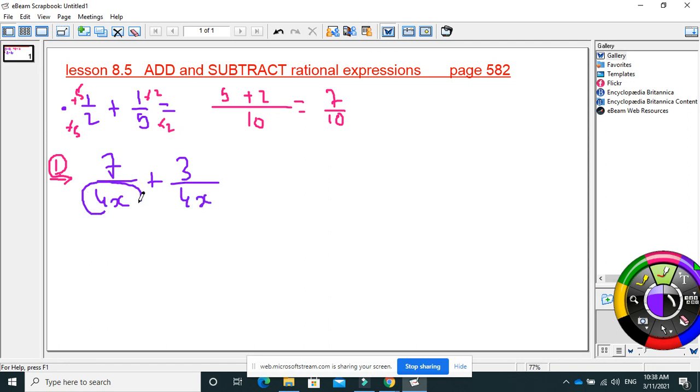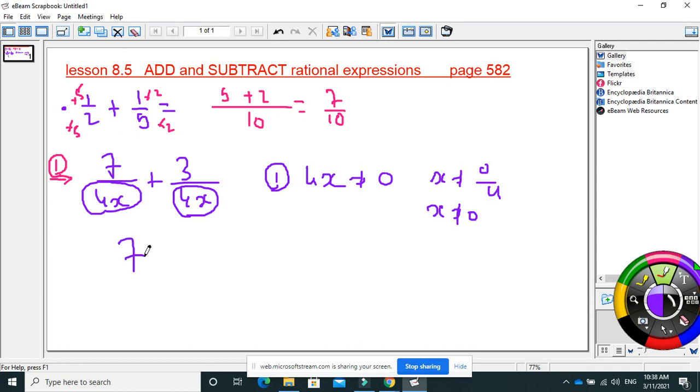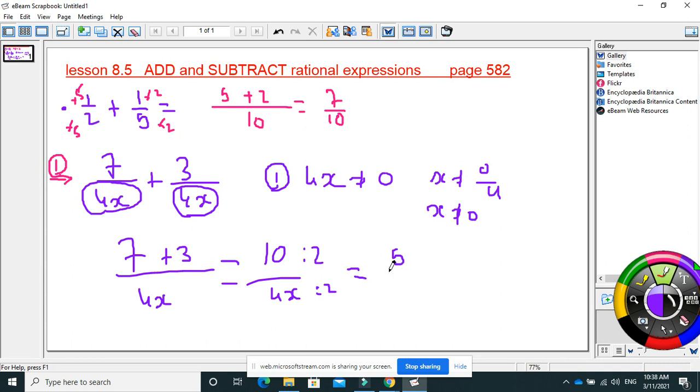If I look at my denominators, they are the same, so I don't have any problem. So first I need to make the condition for x not equal to 0. It gives me 4x not equal to 0, so x not equal to 0. And then, since I have the same denominator, I can put them both under the same denominator. 7 plus 3 over 4x is equal to 10 over 4x. Now, I can simplify by dividing by 2. It's 5 over 2x.